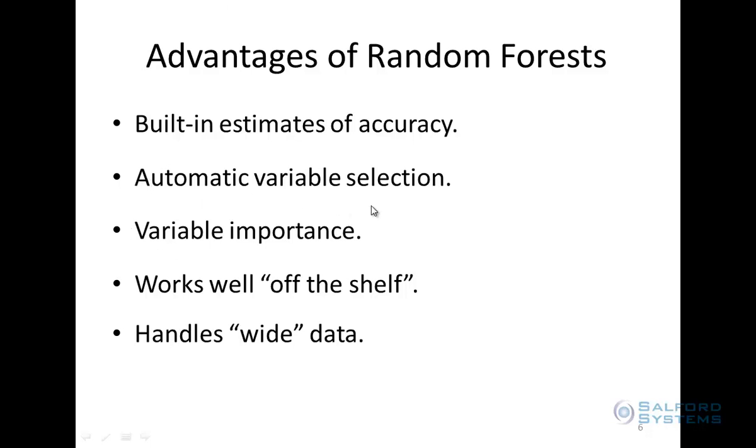They automatically choose variable selection. You don't have to find a good set of predictors and then run random forests. You can just run random forests and it will use the ones that it finds useful. Moreover, it will tell you which ones those are, so you get measures of variable importance. You get some idea of which of the predictors helped you predict and which ones were not useful.